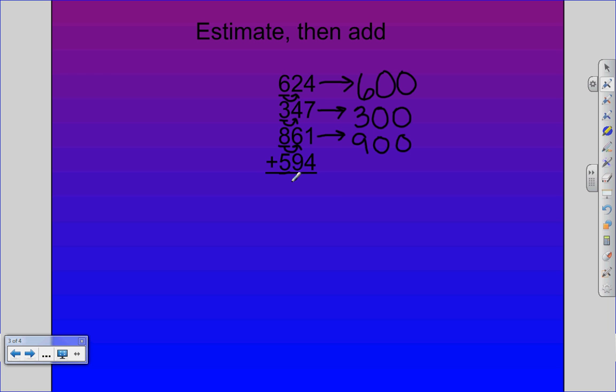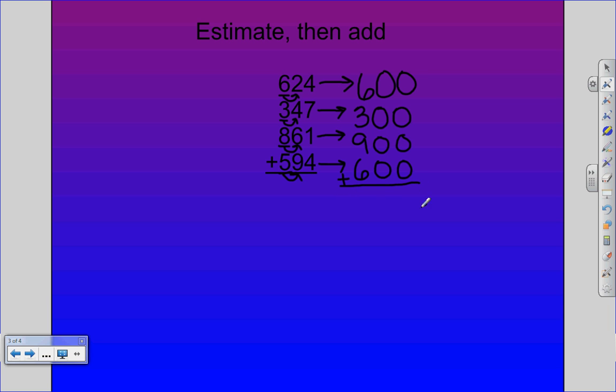All right, your last number, here's your 5. You're going to look to the right or look next door to tell you what to do. The 9 tells us what to do with the 5. So the 9 is larger than 5. So this 9 makes the 5 become a 6. And everything to the right becomes a 0.